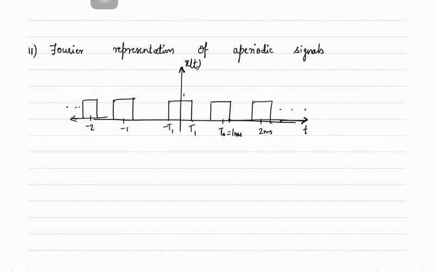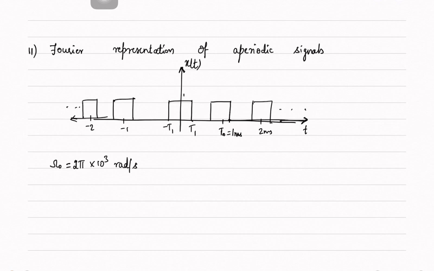Now what I'm going to do is calculate omega naught. It is 2 pi by 1 millisecond, which is 2 pi kilo radians per second, that is, 2 pi into 10 raised to 3 radians per second.